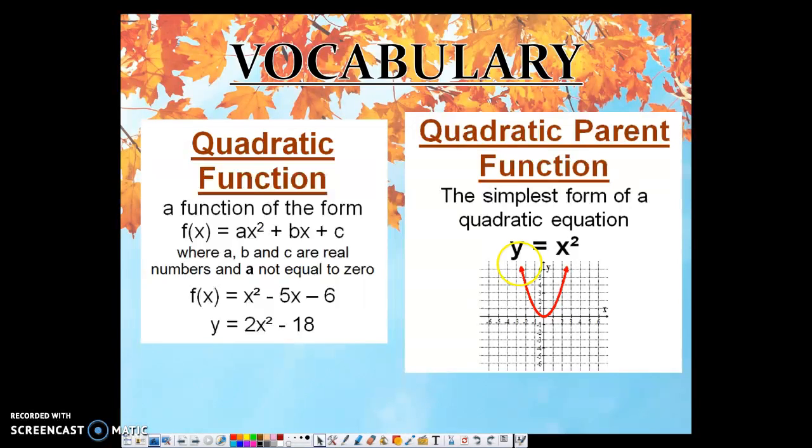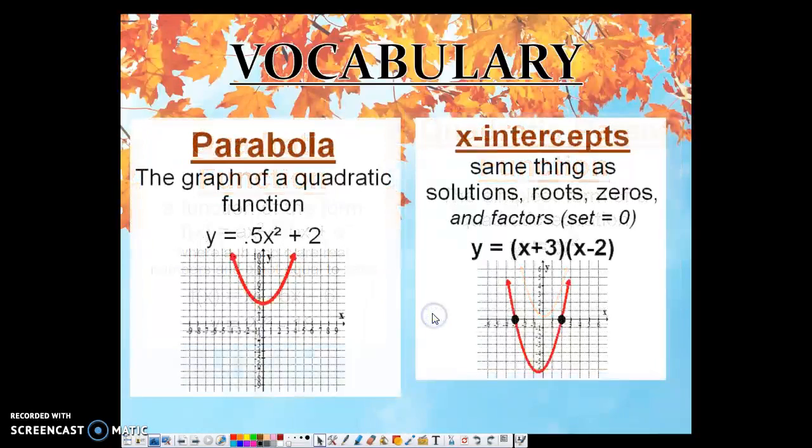The quadratic parent function is y equals x squared. That means before we do anything at all to it, it starts as y equals x squared, and it looks like this. A parabola. Parabola is the shape of the quadratic function. This little U shape right here. So like a circle or whatever, it's this shape. Okay, that's called a parabola.